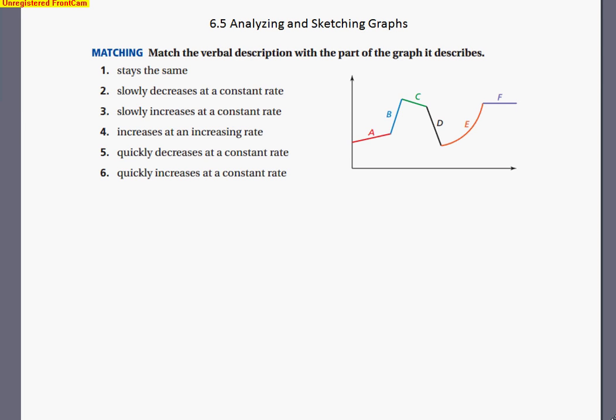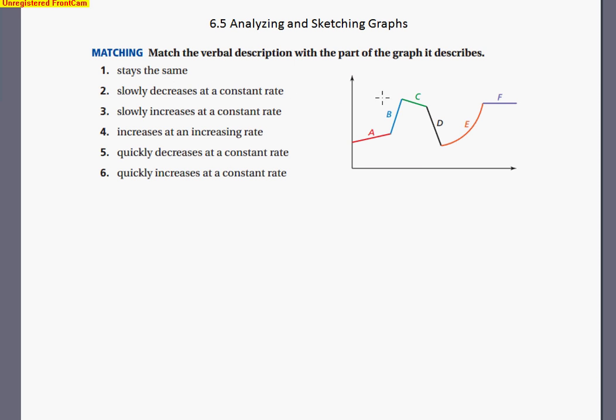This is a lesson for Chapter 6, Section 5, titled Analyzing and Sketching Graphs. And so let's take a look at our first problem here. It says to match the verbal description with the part of the graph it describes. And so stays the same.